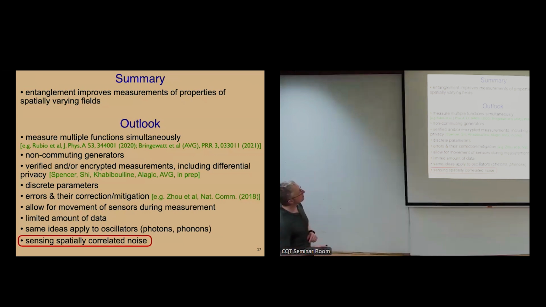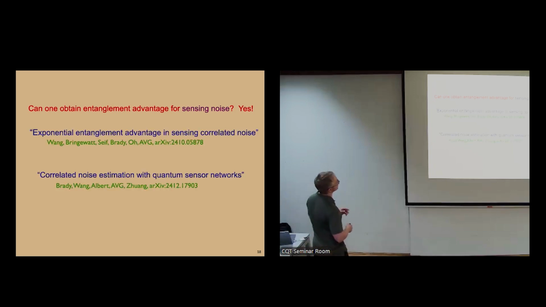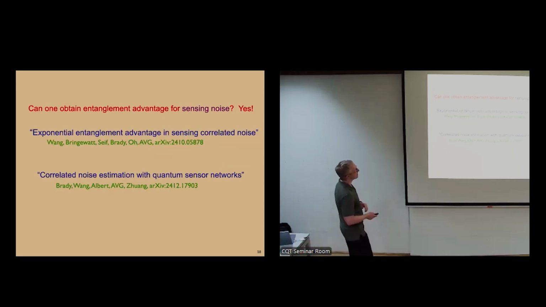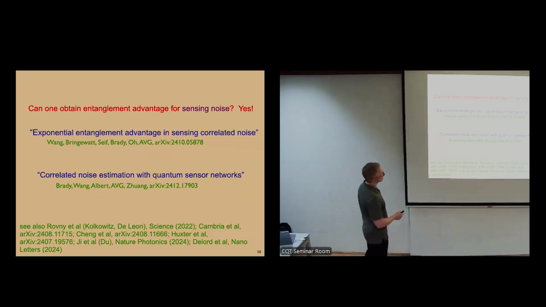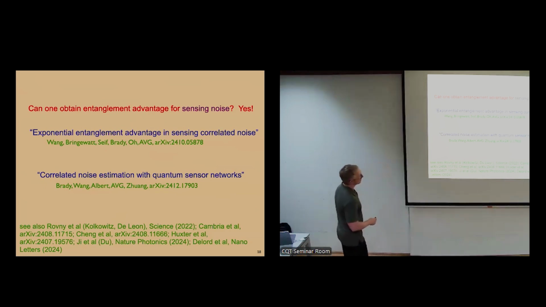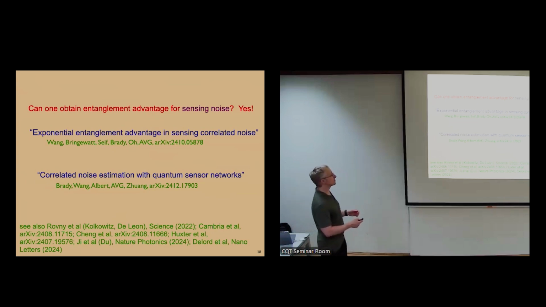Okay, so for the remaining 10 minutes, let me talk about spatially correlated noise. The question is, can one obtain entanglement advantage for sensing noise as opposed to field values? The answer is yes. It's these two recent papers. There's also some very nice work from Shimon Kolkowitz and Natalie DeLeon that covers similar topics. Although so far they haven't really talked so much about entanglement advantage, they certainly talked about sensing spatially correlated noise.